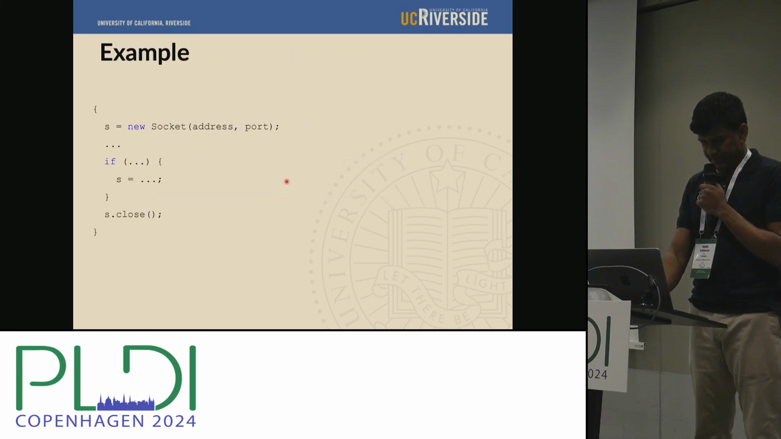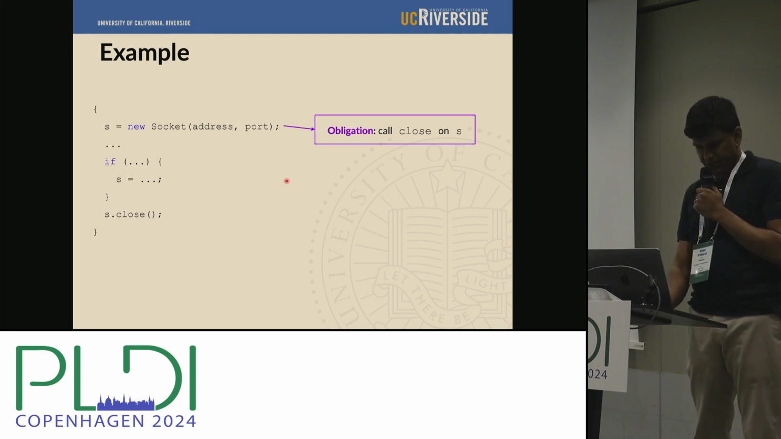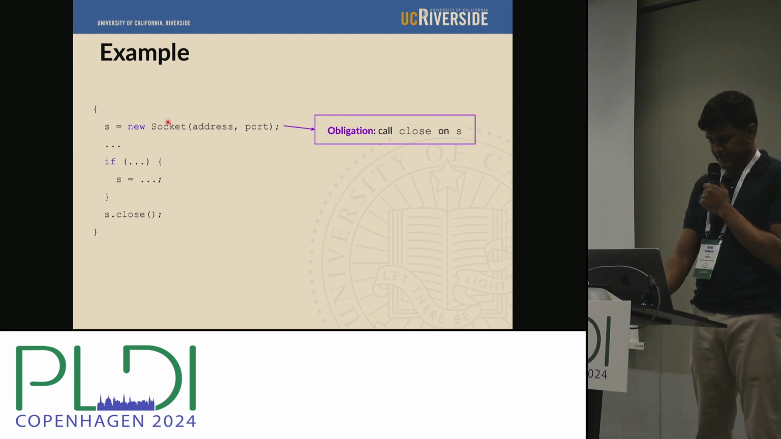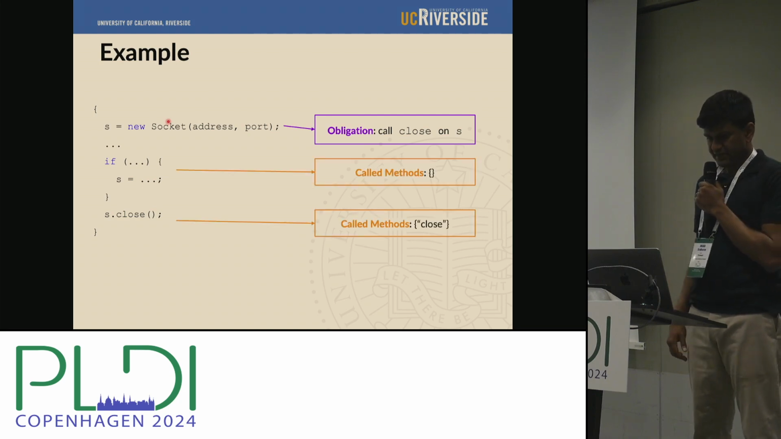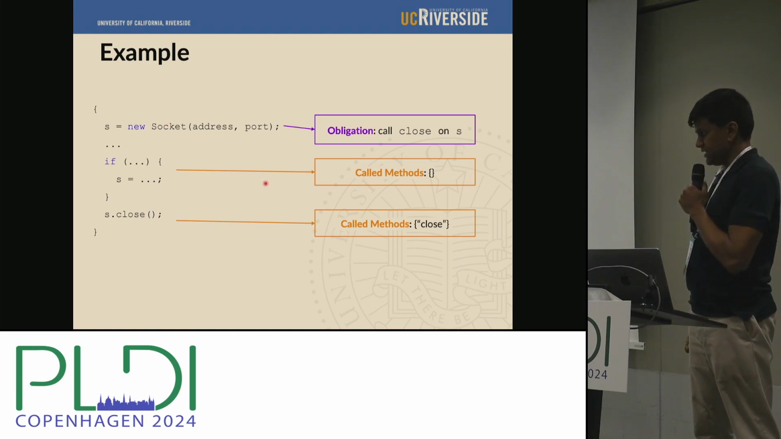So here's a simple example with a socket. In terms of what's required, we call that an obligation. So here, with this new socket object, there's an obligation that you need to close it, right? You need to call close on S. And of course, we can very easily do a static analysis to keep track of what methods have actually been called on S.